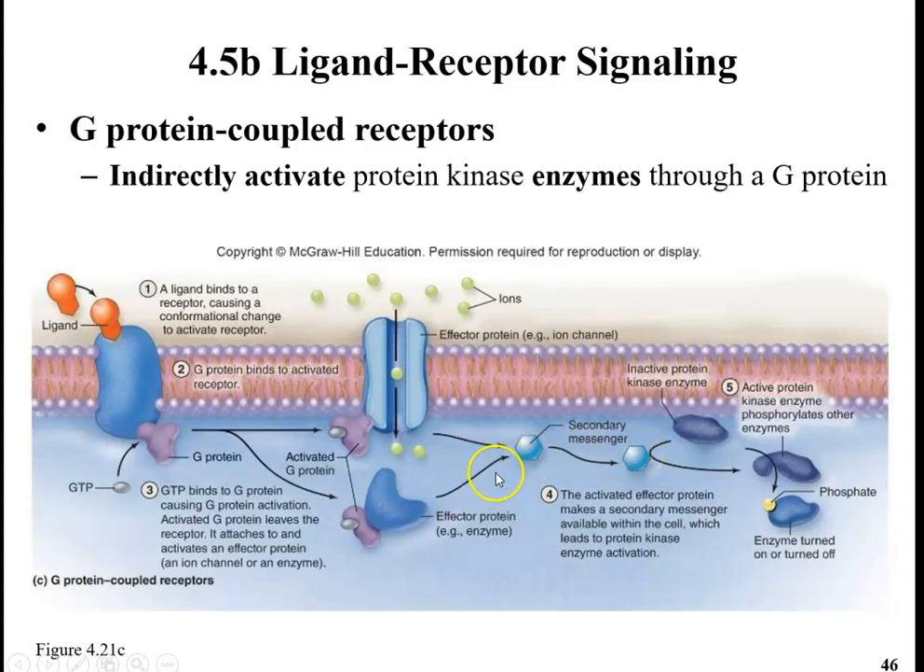So this is how it's indirect, right? So now there's a secondary messenger, and it goes on to activate protein kinase enzymes, which goes on to phosphorylate other enzymes, and the pathway continues until the desired result is achieved. So really what you need to know about G protein coupled receptors is that they indirectly activate proteins, enzymes, through a G protein.